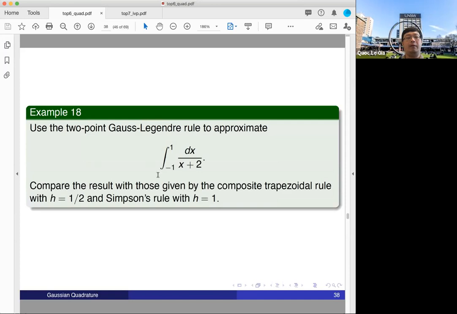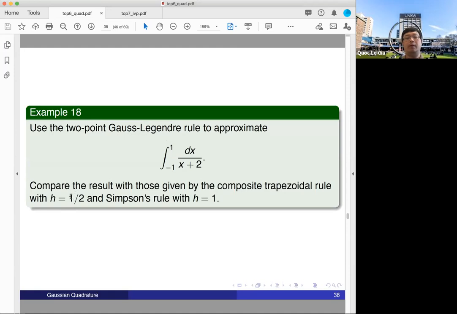And I leave it to you to check that if you use 2-point Gauss-Legendre, some people call this the Gauss-Legendre rule, but it's a Gaussian rule, if you use only 2 points to evaluate this integral, then it's the same as using the trapezoidal rule with how many points here?